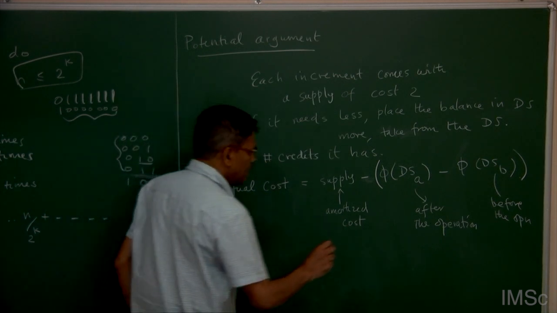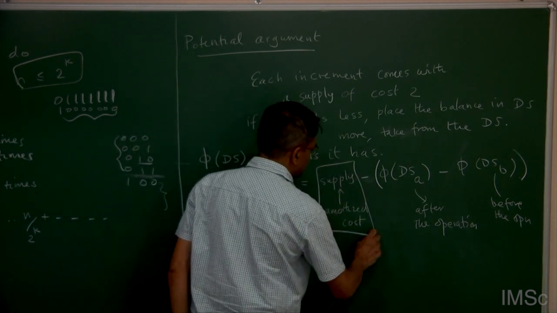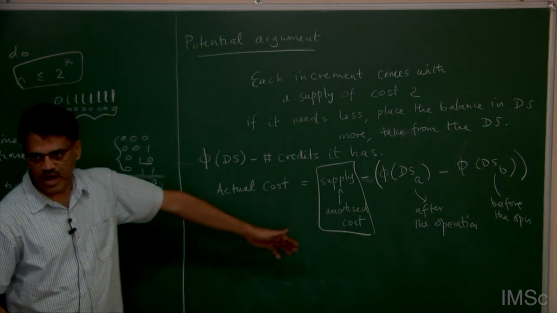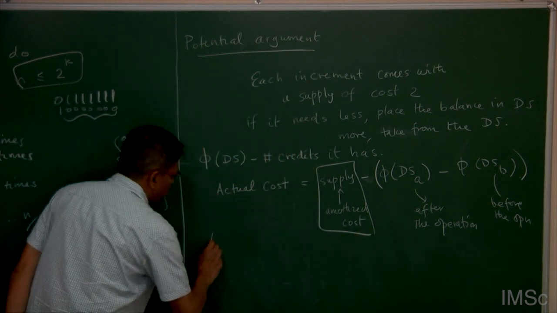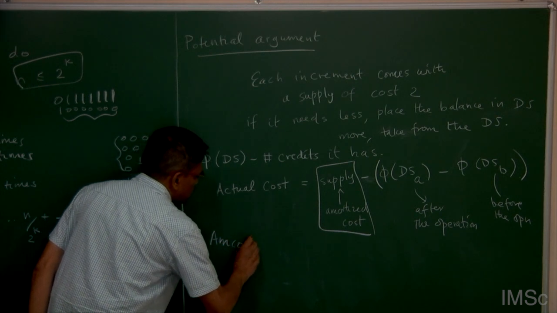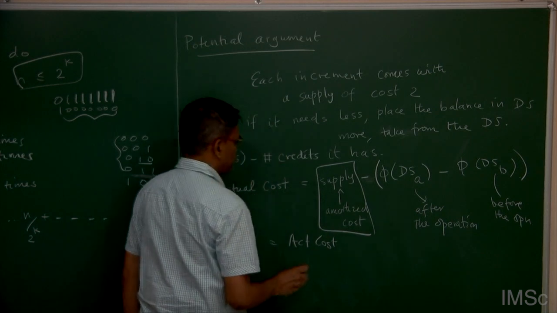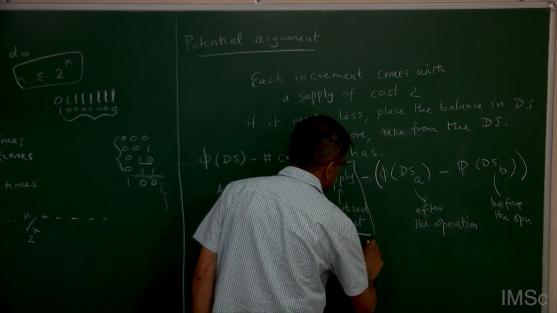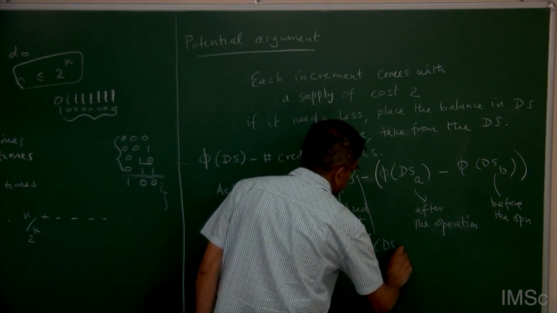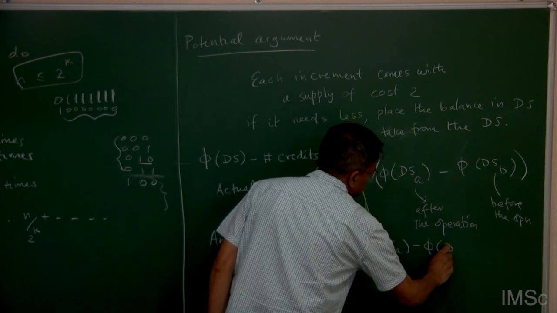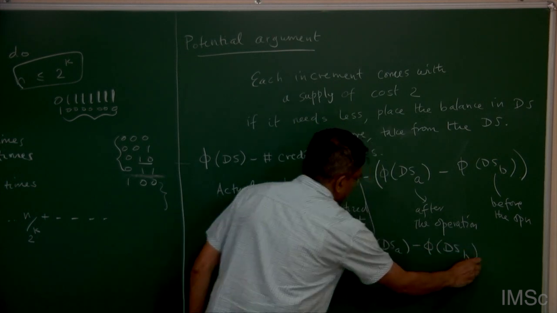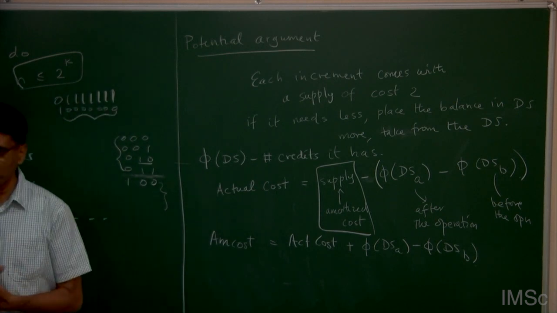So typically, this is what I want to compute, right? In a general scenario, I want to compute the amortized cost. So the amortized cost is equal to the actual cost plus the potential difference. Now, what is this potential? I mean, how do I compute it?